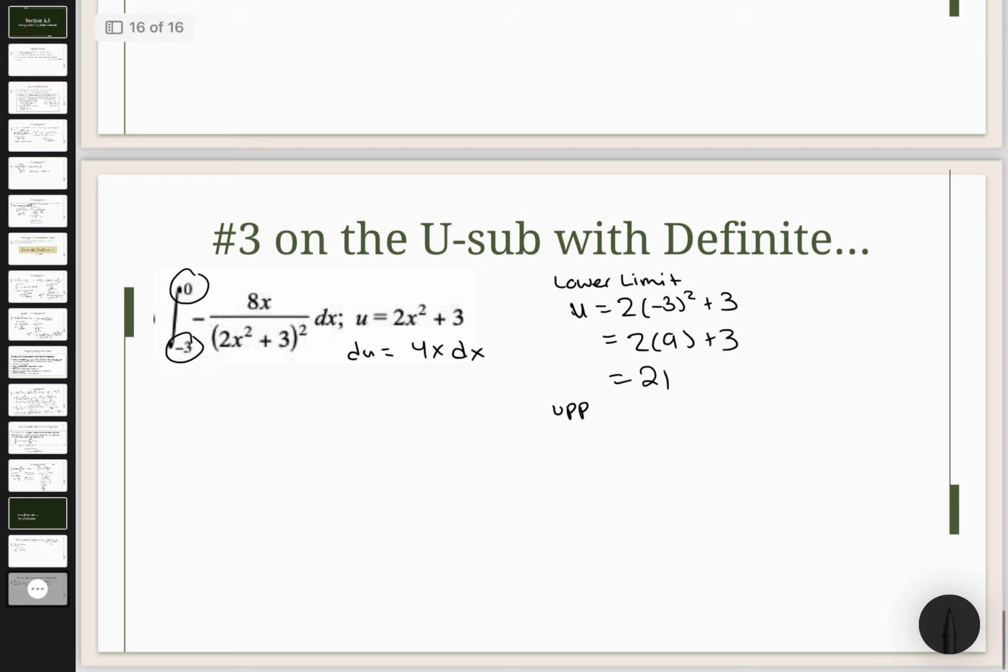Your upper limit, instead of 0, you're going to plug 0 in for x. So you get 2 times 0 squared plus 3. That's just going to be 3. Okay, so this one's kind of funky. It's actually changing them quite a lot. But again, to find your new lower and upper limit, you are just plugging in your original a and b for x in your u equation. Okay, so see what you guys can do with those.